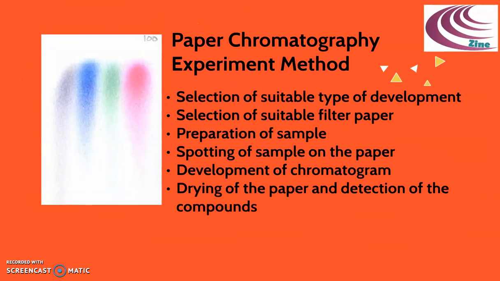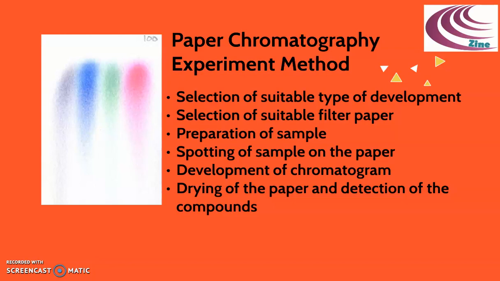The experimental method involves selection of a suitable type of development. This depends on the complexity of the mixture, solvent, paper, etc. But in general, ascending type or radial type chromatography are used as they are easy to perform as well as handle, less time consuming, and also give the chromatogram faster.